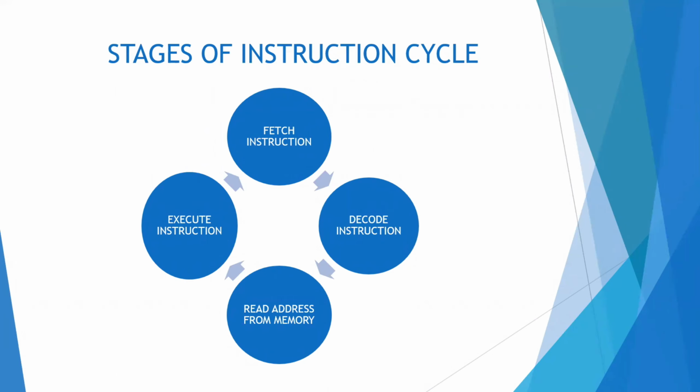Now let's talk about the stages of the instruction cycle. The instruction cycle consists of four stages, that is fetch instruction, decode instruction, read address from memory, and execute instruction.